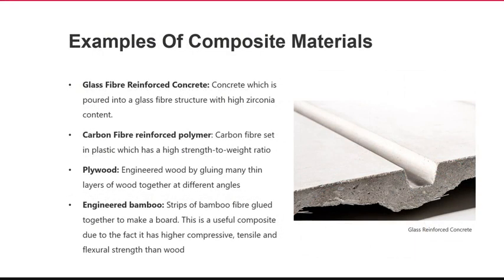There are many examples of composite materials, none more so than glass fiber reinforced concrete, which many of us interact with on a daily basis. There is also carbon fiber reinforced polymers, plywoods, engineered bamboos, many of which are composite materials due to the combination of multiple materials together. So let's have a look at one of the most common composite materials that many of us interact with on a daily basis and how it's been manufactured in the form of carbon fiber.